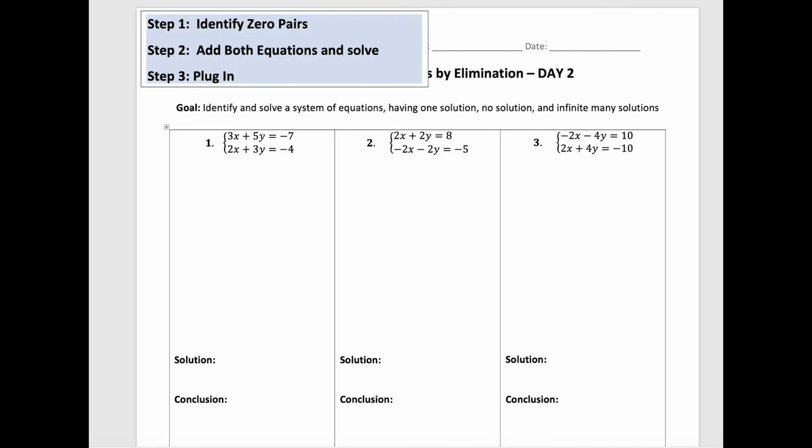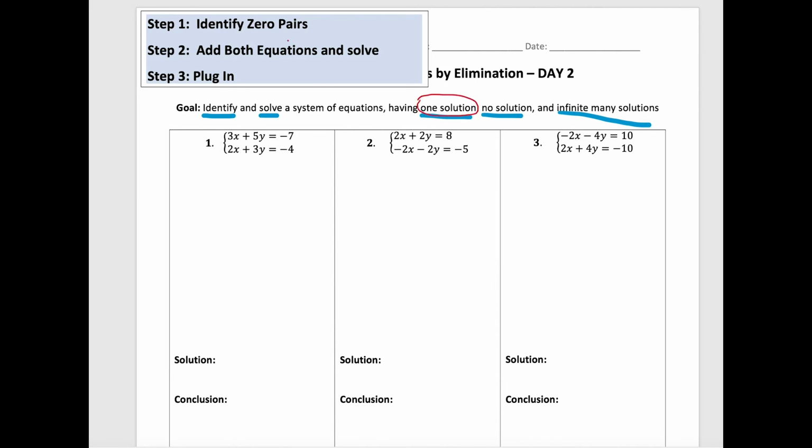Today is our second day of solving a system of equations by elimination. Our goal for this one is to identify and solve a system of equations having one solution, no solution, and infinitely many solutions. We already did the one solution the day before, so let's see if you still remember.